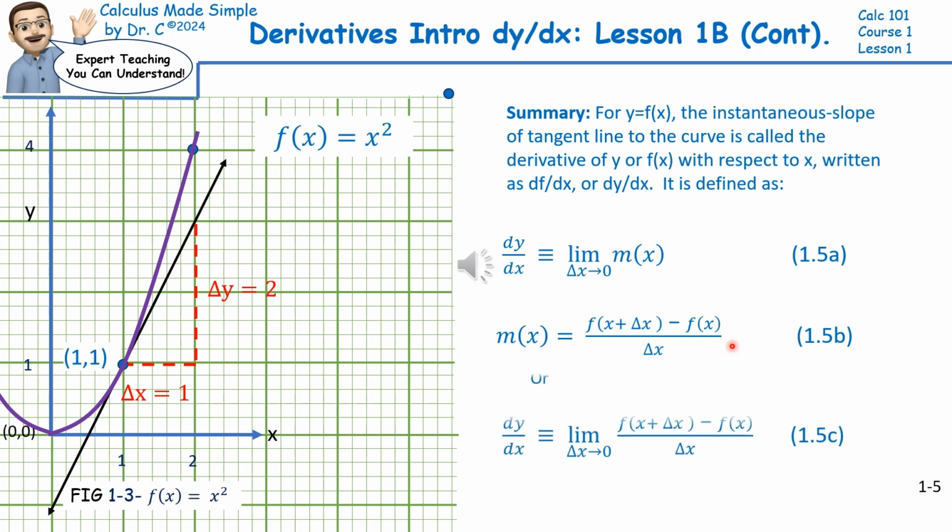And we put that all together, and we get dy dx is equal to the limit as delta x approaches 0 of f of x plus delta x minus f of x divided by delta x. That's our derivative with respect to x.